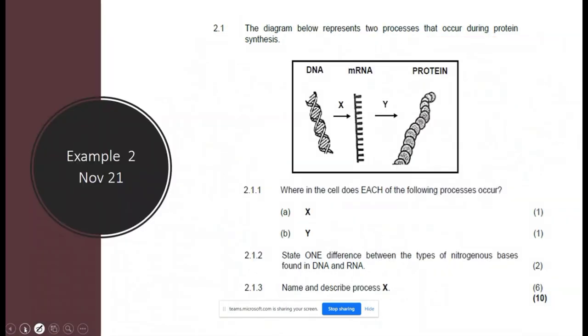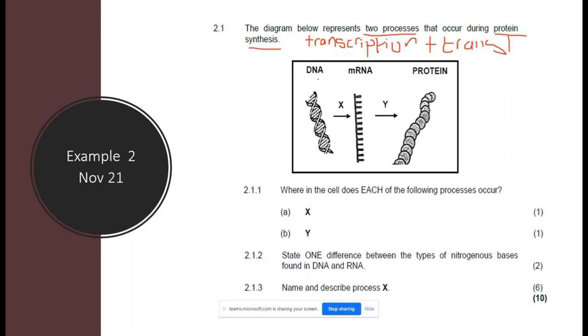Right. Here we have another question. And here I really need you to work with me, grade 12s. The diagram below represents two processes. And once again, remember what I said, you underline two processes during protein synthesis. What two processes do I know in protein synthesis? Before I even look at my diagram, I make little notes here. My two processes that my teacher and Ms. Fortuyn said is called transcription and translation.